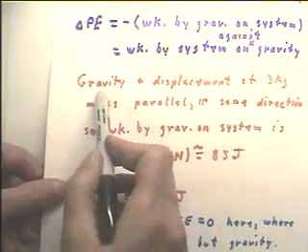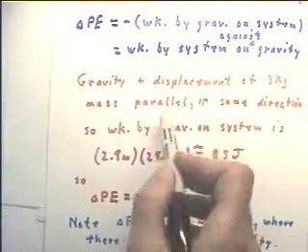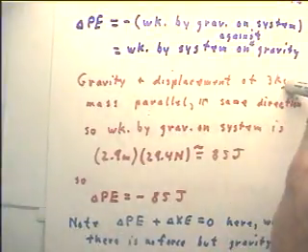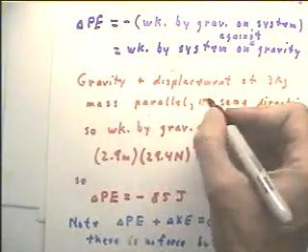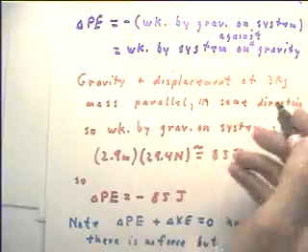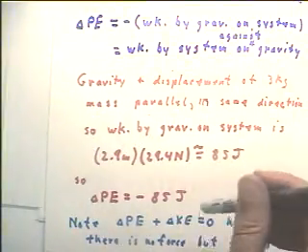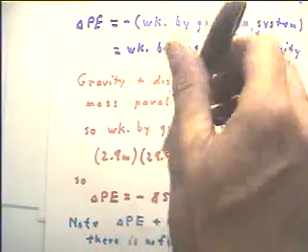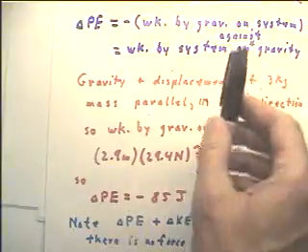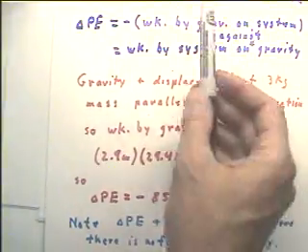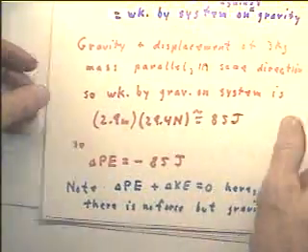We'll note that the gravity and the displacement of the 3 kilogram mass are parallel, and it's the 3 kilogram mass whose potential energy changes. Gravity doesn't do any work on the other mass because the other mass doesn't move in the direction in which gravity acts. Gravity acts downward. So something that moves in the downward direction, gravity would be doing positive work on that object. If it moved in the upward direction, gravity would be doing negative work on the object.